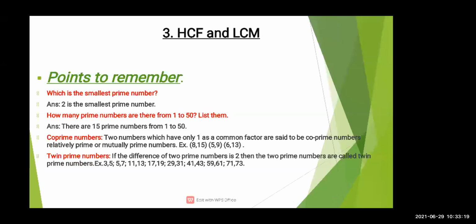Now second, how many prime numbers are there from 1 to 50? The prime number means what? The number which is divisible by 1 and itself. वो 1 के टेबल में और खुद के टेबल में जाता है. So that number is called a prime number.